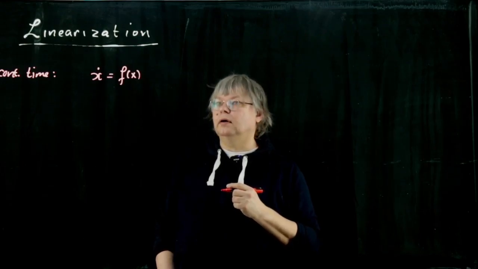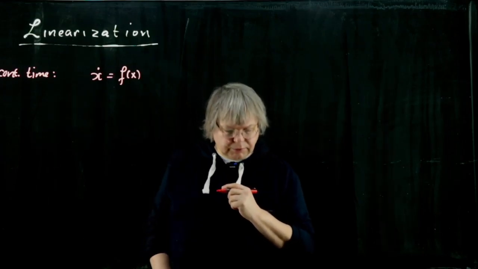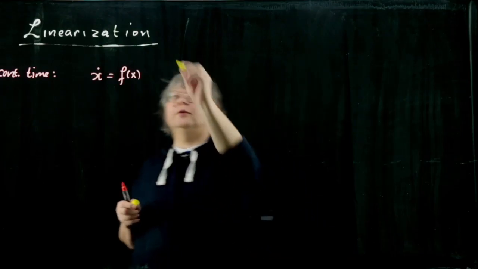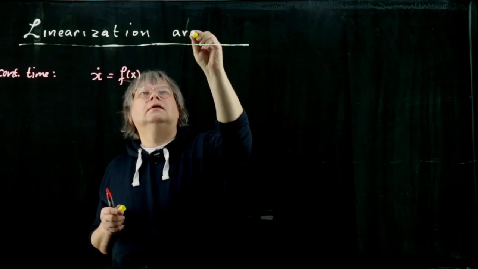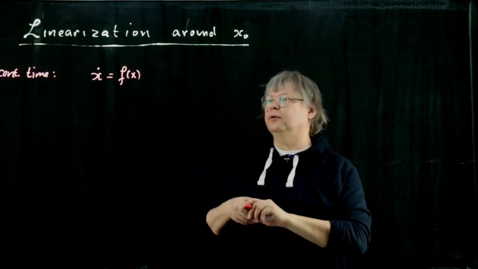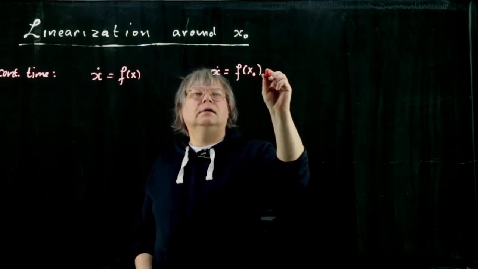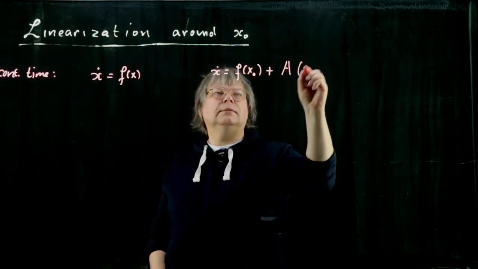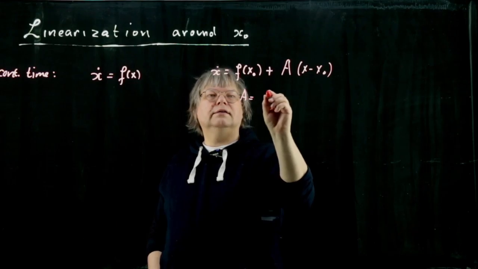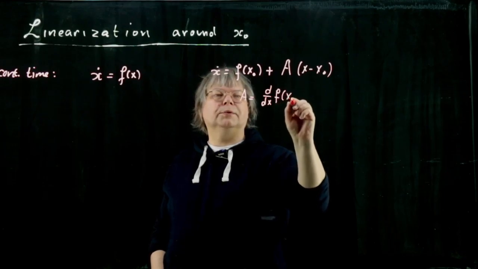Which, when we linearize it, instead of this f, we take just the derivative at the particular point. So we're going to linearize around the point, and this point, let's call it x0. So the linearization of this ODE would be x dot is the function value at this point plus a times x minus this point, where a is the derivative of f at this particular point.